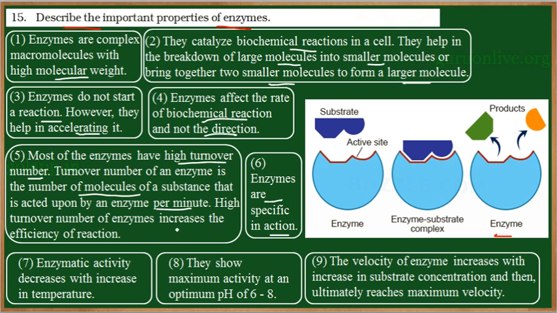Generally the turnover of the enzyme will be high, and this turnover number increases the efficiency of the reaction. If more substrate is there, then the reaction rate will be more. This occurs in a proportional way. If the turnover number is more, then the reaction rate is more. For the turnover number to be more, the substrate amount should be more. When more substrate is there, the reaction rate also increases.